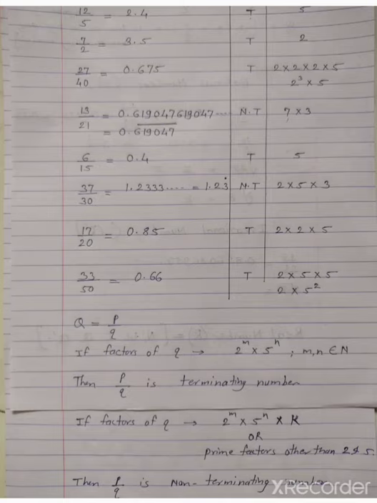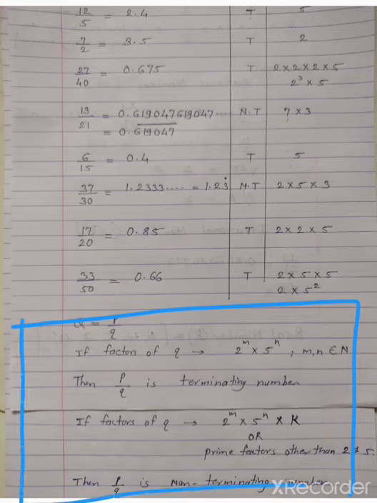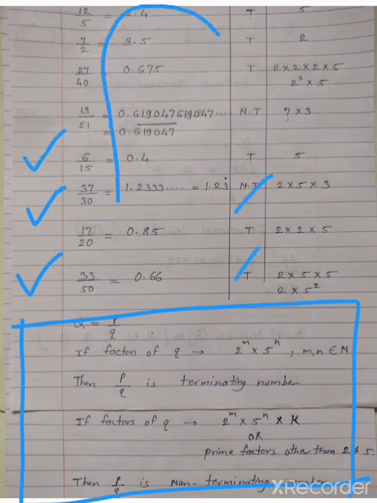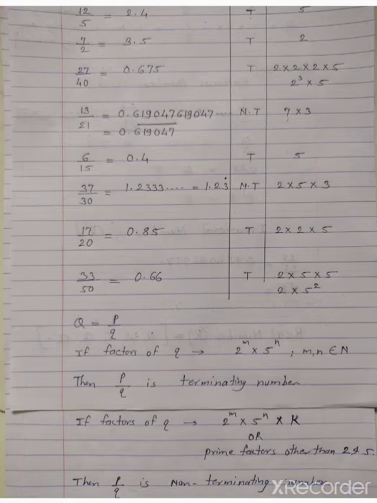So by using this method, these small notes, you can easily determine whether a given rational number is terminating or non-terminating, without converting it into decimal form. So let us solve one more type.